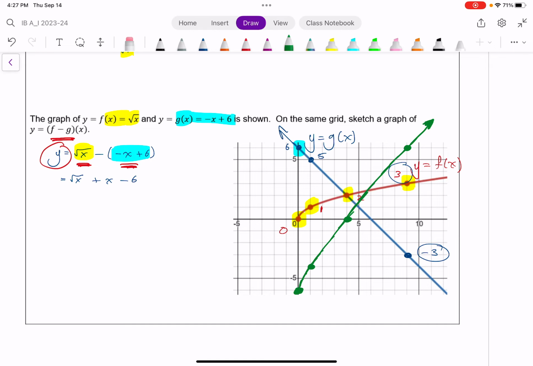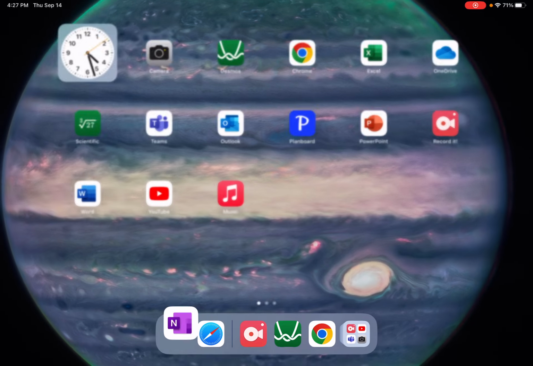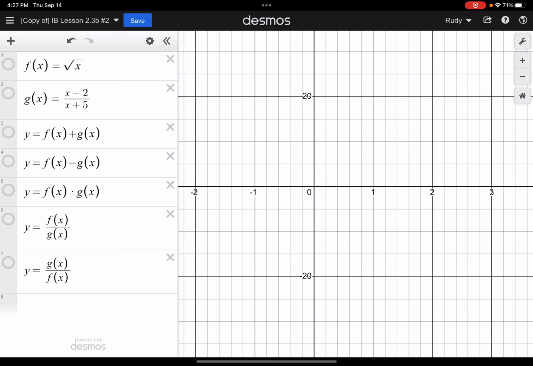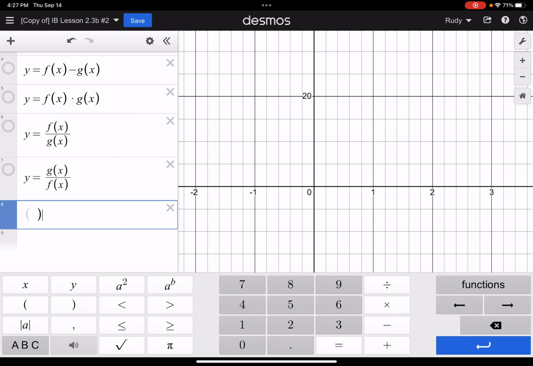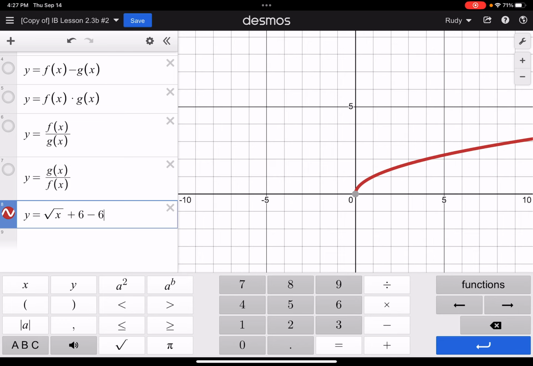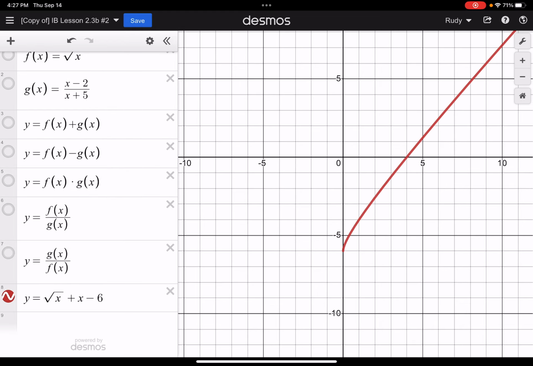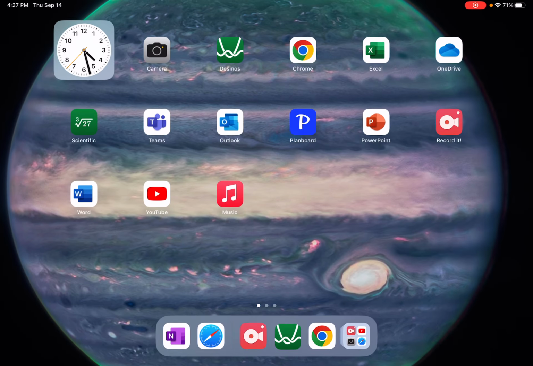0 and up. And if you go to Desmos, maybe I'll just show you quickly, you'll see a pretty darn similar thing. And so let's graph that here. Y equals root x plus x. Oh, make sure I type it properly. Plus x minus 6. Adjust my zoom settings, and I typed that in wrong. Plus x minus 6. There we go. And notice what I have here is pretty similar to what I sketched right here.